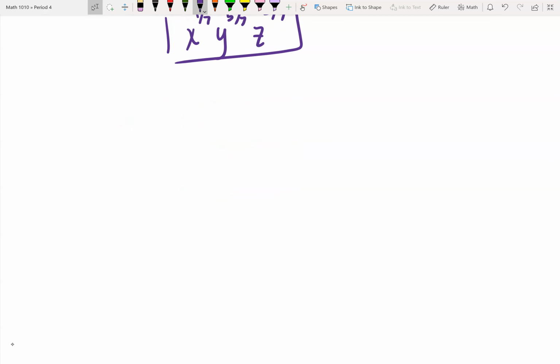Okay? Question 15. Find the rate of change and determine which ones are linear. Okay? So here's the first one, 1, 3, 5, and 7.